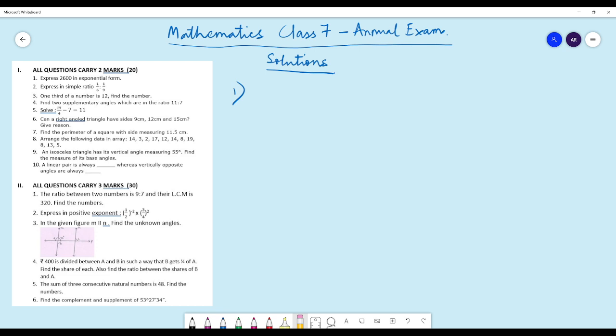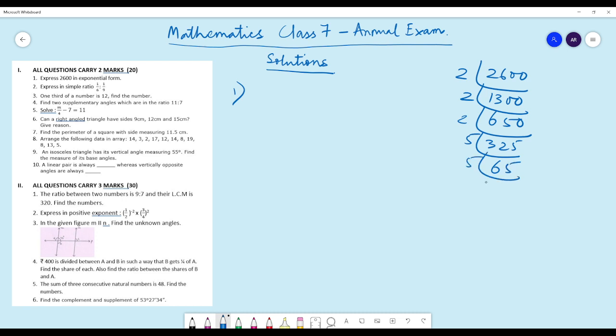So first question is express 2600 in exponential form. So you begin by finding the prime factors for 2600. So let us start with finding the prime factors. We get 1300 over here. Then we are at 650, then we are at 325, 65, 13. So what you have over here is 2 into 2 into 2 into 5 into 5 into 13.